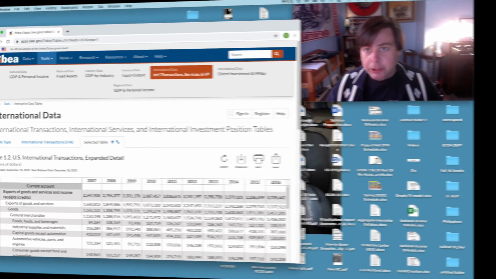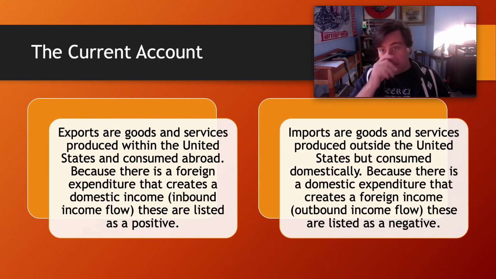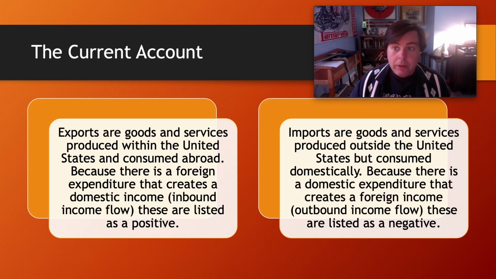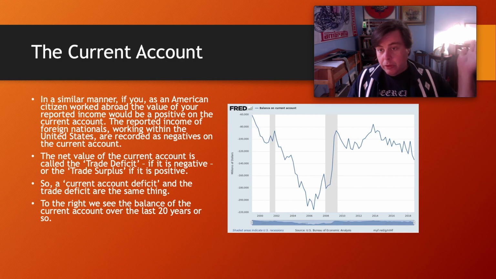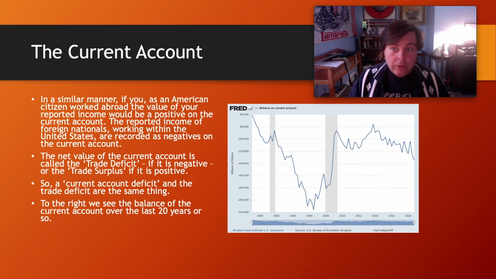So check it out. Okay, so some definitions. Exports are goods and services produced within the United States but consumed abroad. Imports are the reverse. So they're goods and services produced overseas but consumed within the United States. So they create these income flows. So other examples, and we saw this just a moment ago in the side video, but positives and negatives here are trade deficits or trade surpluses.